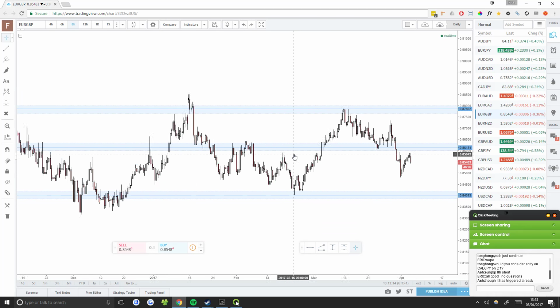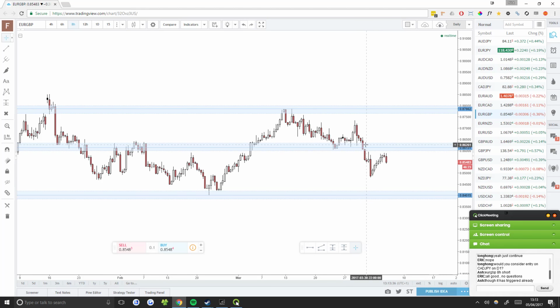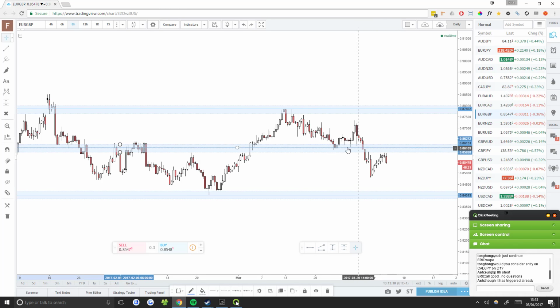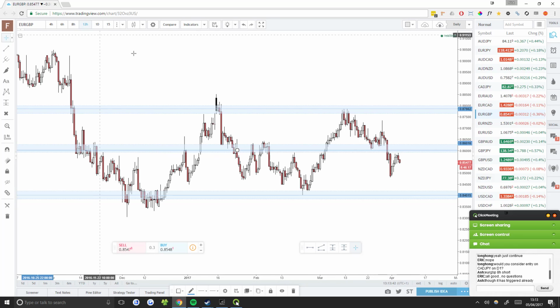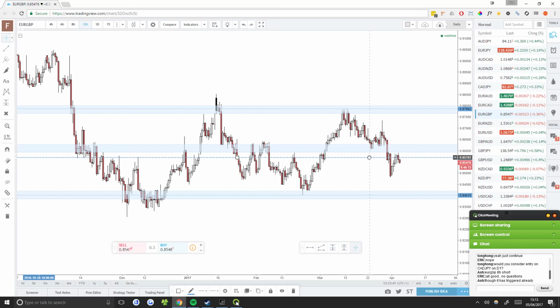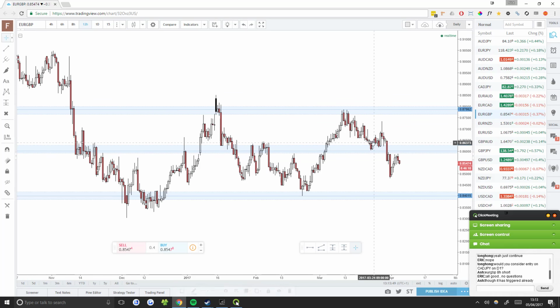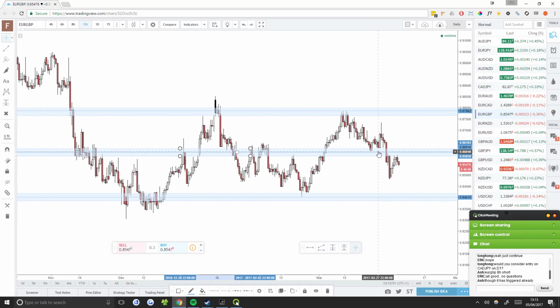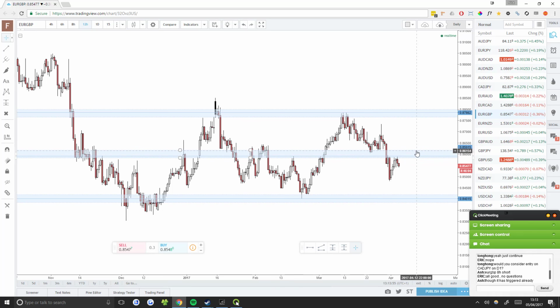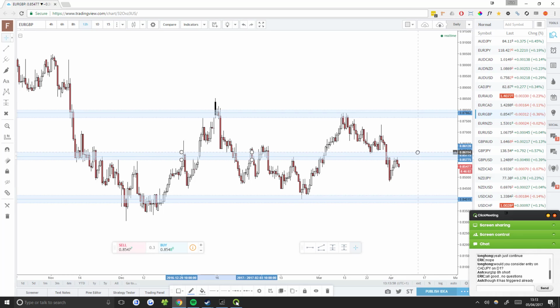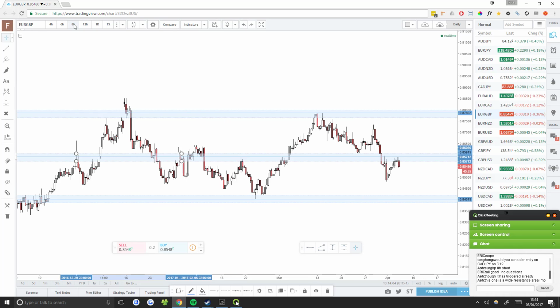EURJPY 8 hour short, I guess, if you want. A bit below my area, but you could definitely bend the rules of support resistance areas enough to drag the area down to here to justify getting into the trade if you really want to.